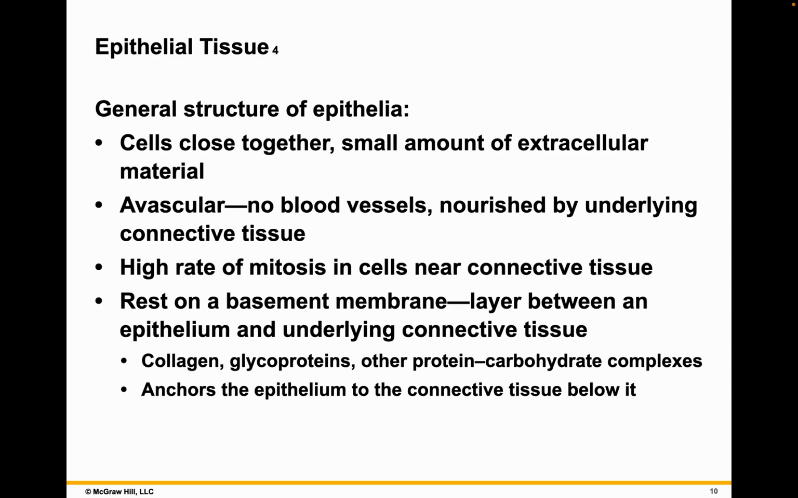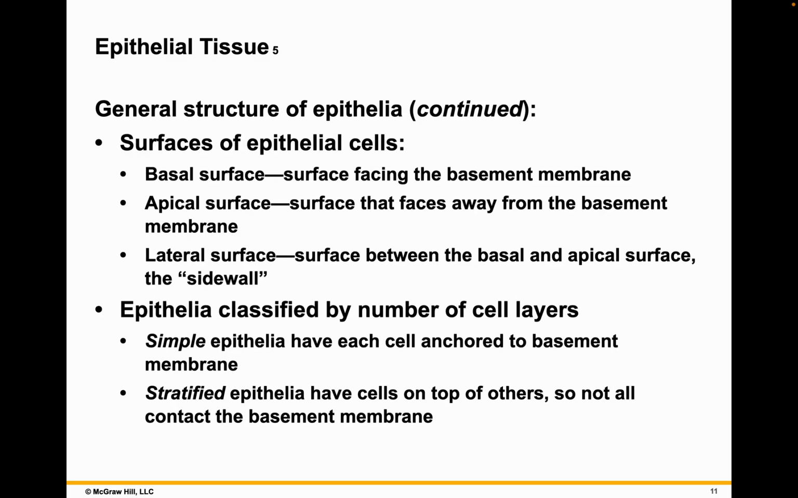The surface of epithelial cells can be a basal surface, an apical surface, or a lateral surface. So if it's a basal surface, it faces the basement membrane. The apical surface is on the other side. It faces away from the basement membrane.